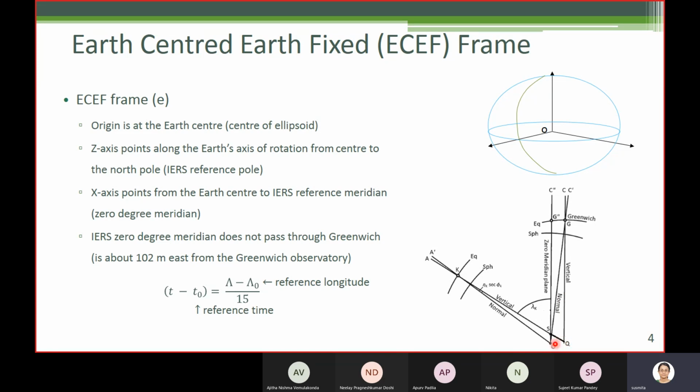So it passes through some other point, and this happens because the Earth is not a sphere. So the vertical plane that was used to derive this astronomical time did not pass through the center of the Earth.